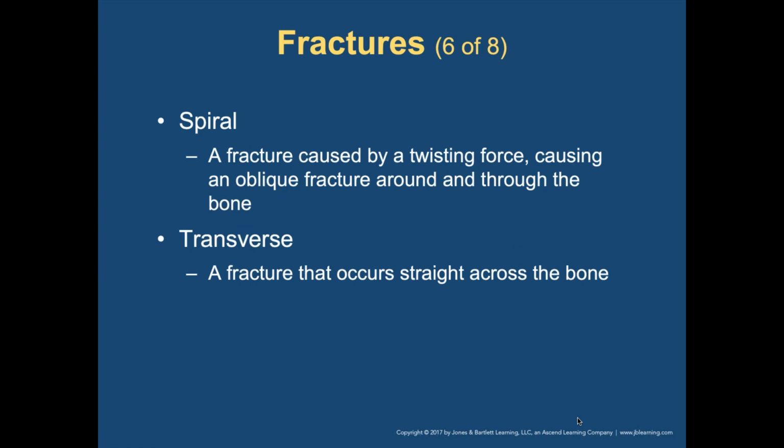Period. So you're going to have a spiral fracture. It's caused by twisting force, causing an oblique fracture around the bone and through the bone itself. This is often from abuse of a very young child, like they're snatched up by their arm, they're twisted by their arm. A transverse is a fracture that occurs straight across the bone.